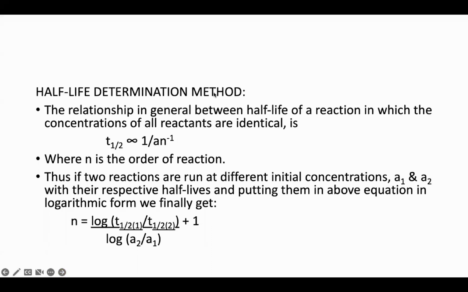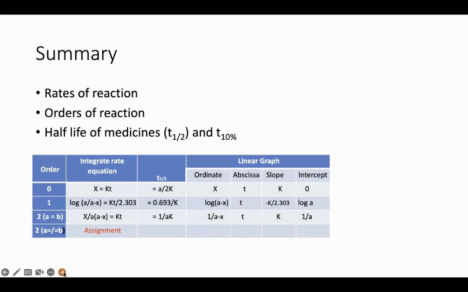You can also use the half-life method. Basically, half-life is proportional to the inverse of the initial concentration times the order of reaction, the inverse of the order of reaction. So if you have two reactions run at different initial concentrations, right, you can use this calculation, this formula to detect what order of reaction the substance follows.